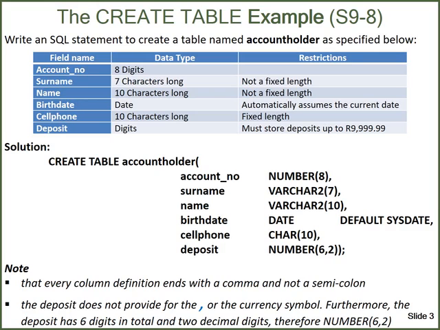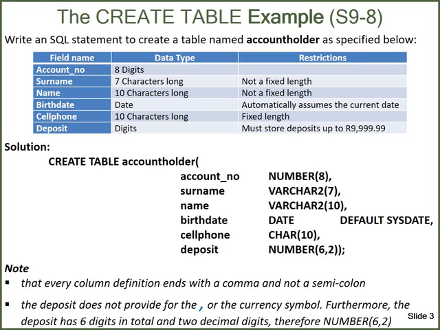The solution now, the keywords, create table. The name of the table that we specified, account holder, bracket. The first column, account number, data type, number, 8 digits, comma. Remember the commas. Some students maybe forget about the commas. They don't insert commas, then they lose a lot of marks. Next column, surname, varchar2(7) because it's not a fixed length. Name, varchar2(10) because it's also not a fixed length.